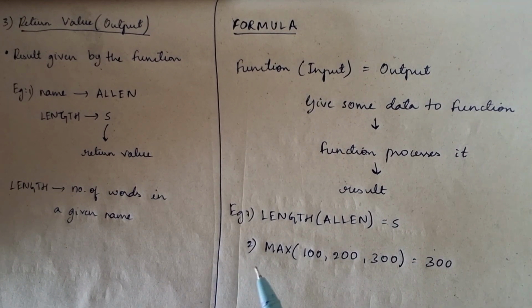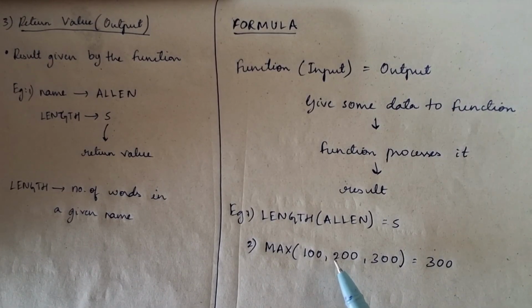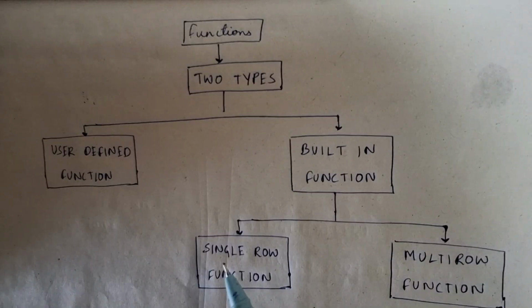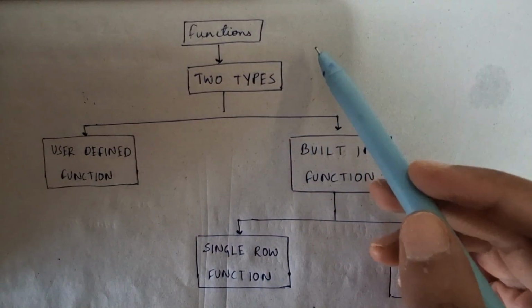Now the second example is max of 100, 200, 300 is equal to 300. Here input values are 100, 200 and 300. Max function finds the highest value among these three and the highest value is 300. So the output is 300. Now let us understand the types of functions.